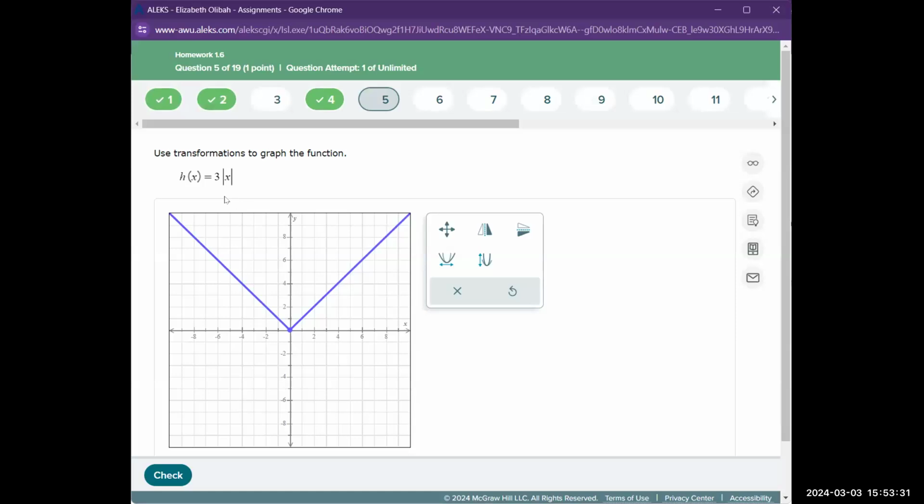This means multiply by 3. So this one you might want to do on your chart. So let me just show you this real fast.